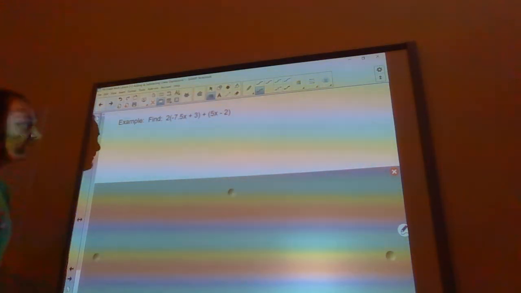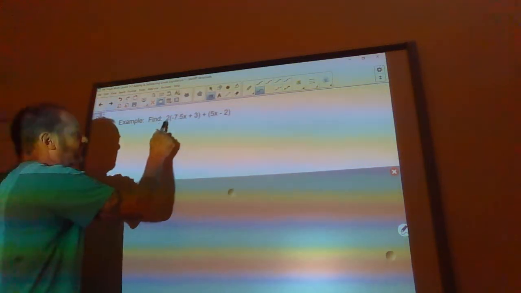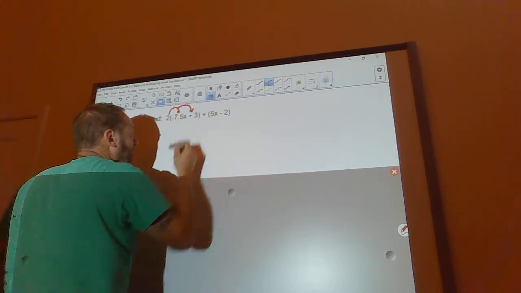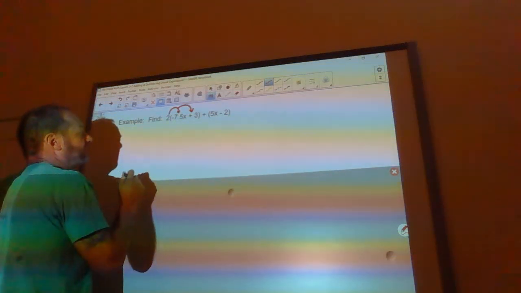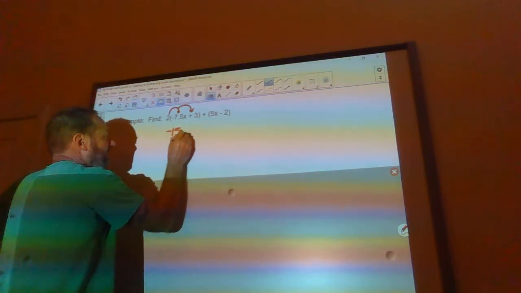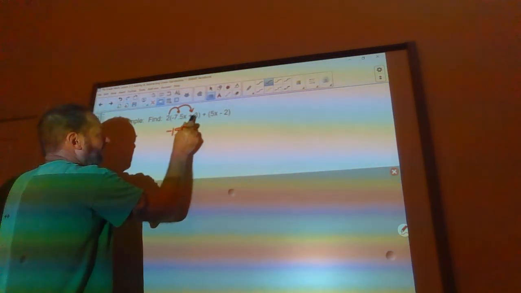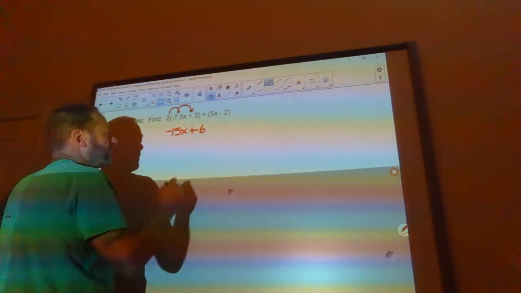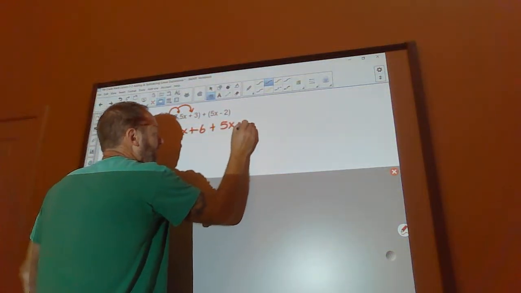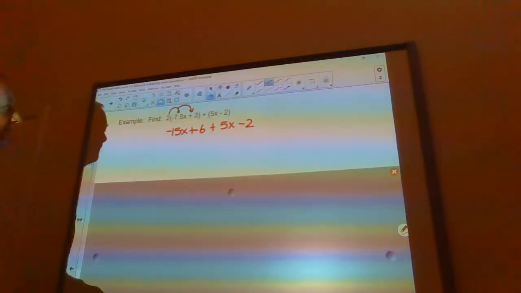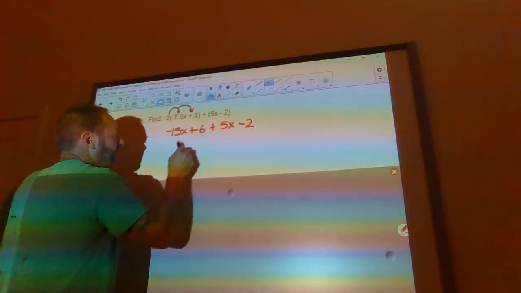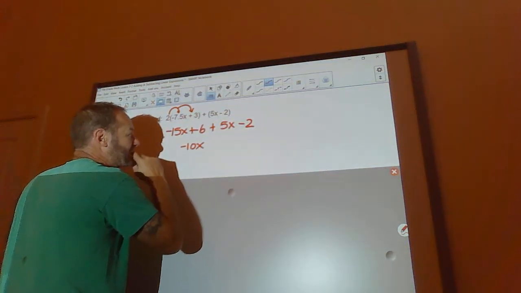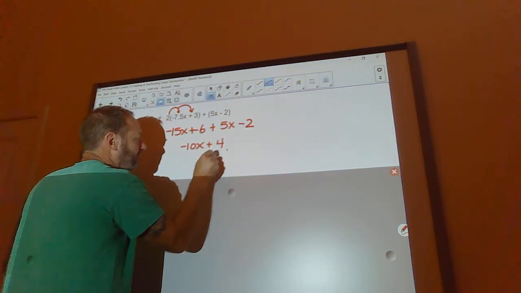Okay, this one's a little different because it's got some distribution that's going to happen here first. So we're going to take the 2 and distribute it in here first. So 2 times negative 7.5x is going to be negative 15x. Plus, and don't forget, 2 times 3, because people forget the second number all the time, that's going to be 6. And we're going to add that to 5x minus 2. And so we can combine our like terms here. Negative 15x and 5x is going to be negative 10x. And 6 minus 2 is going to be 4.